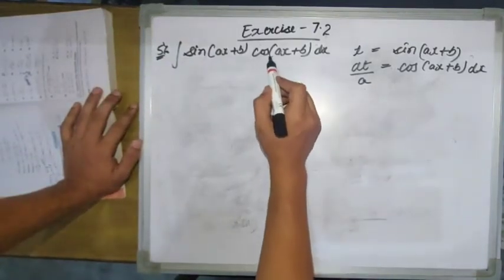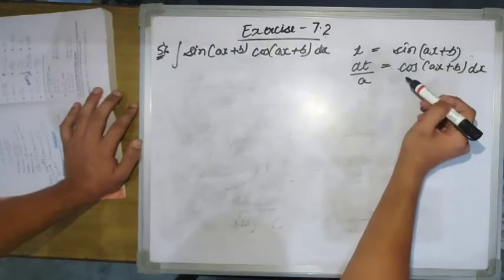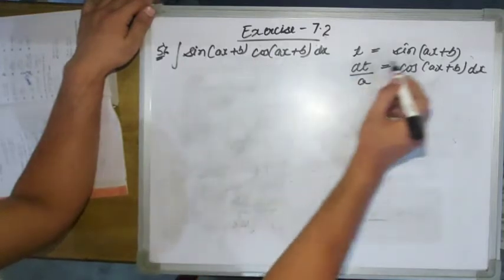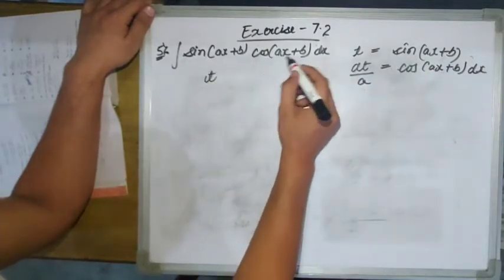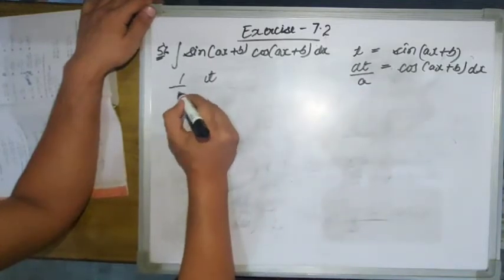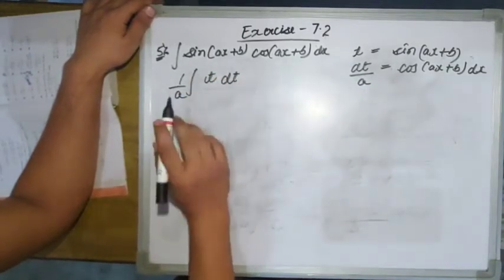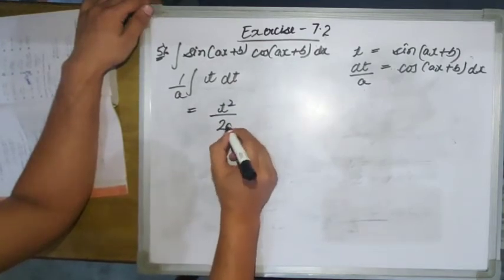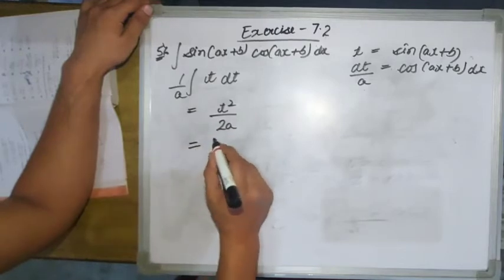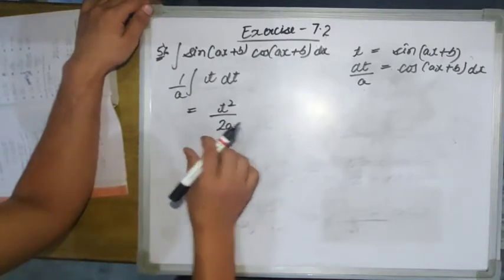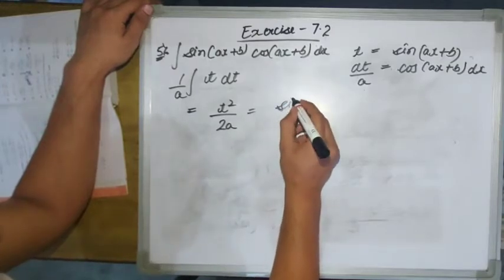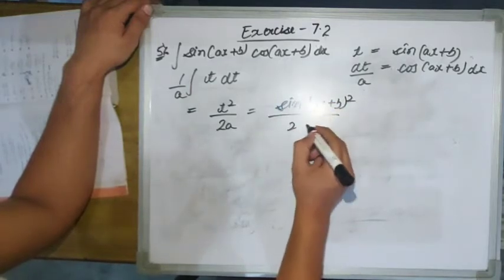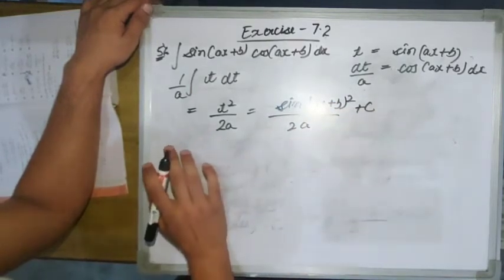So the value of sin(ax+b) is t, and cos(ax+b) dx equals dt upon a. Simple. Now integrating, we have t square upon 2a. The value of t square, I am writing it here: sin(ax+b) whole square upon 2a plus c. This is the answer of this fifth question.